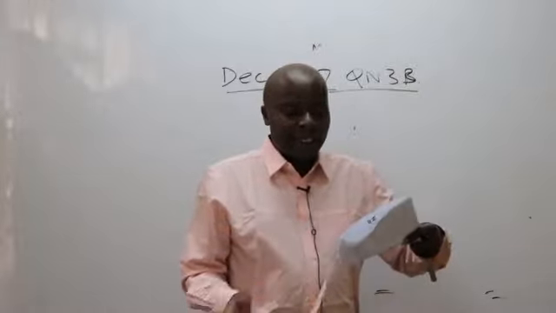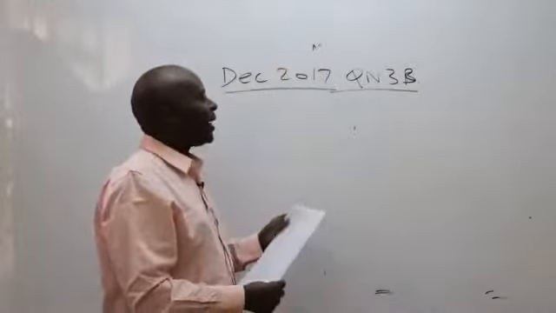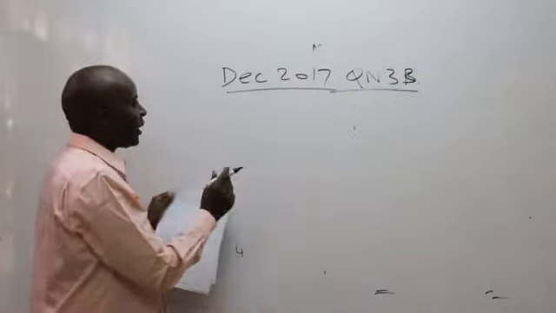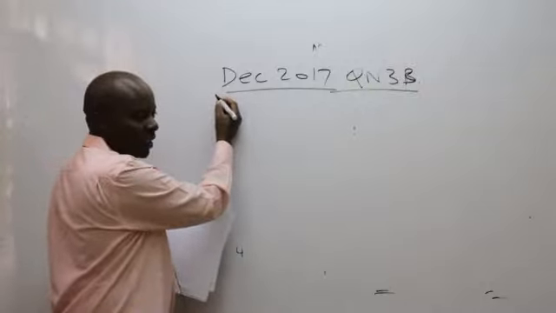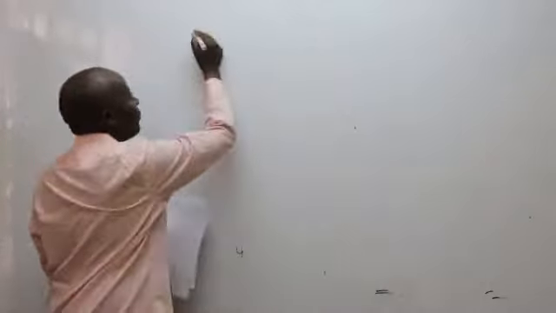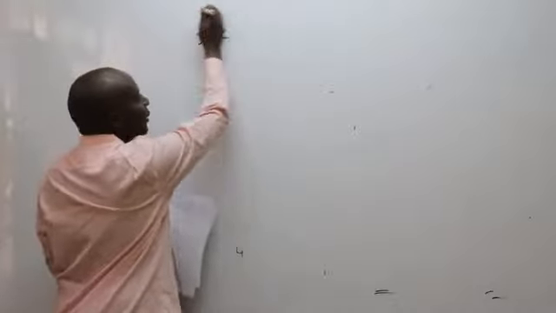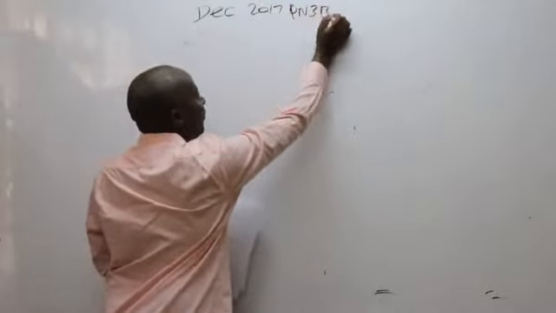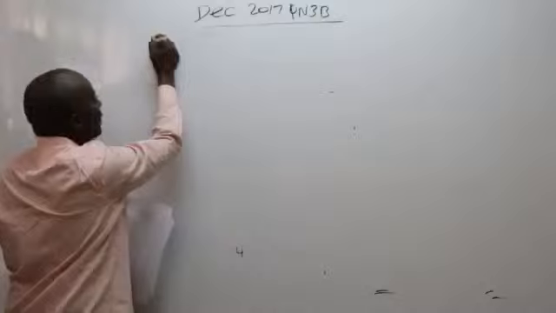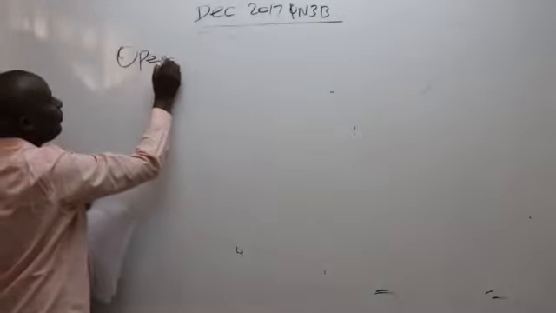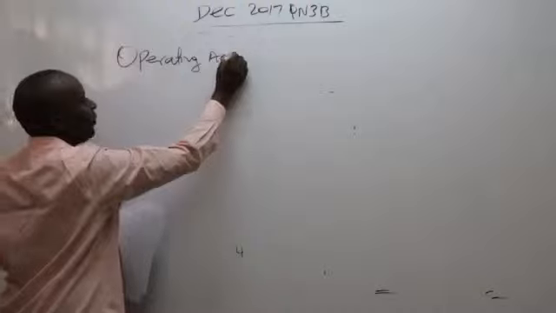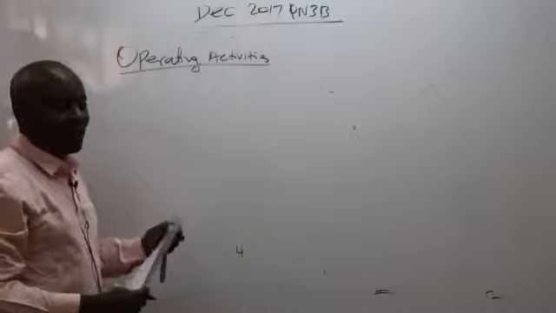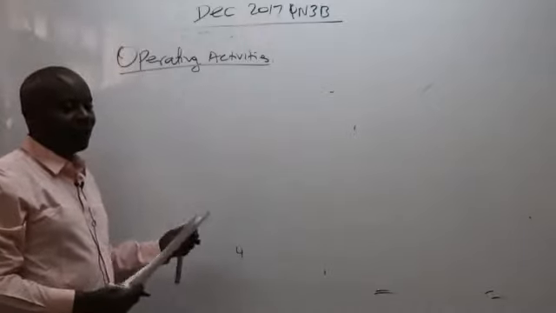Ladies and gentlemen, if it's a group cash flow statement, where do I start? Of course, I know I must start with operating activities. So we have here our operating activities. Which other activities do we have in our group cash flow statement? Which other activity do we have, ladies and gentlemen?